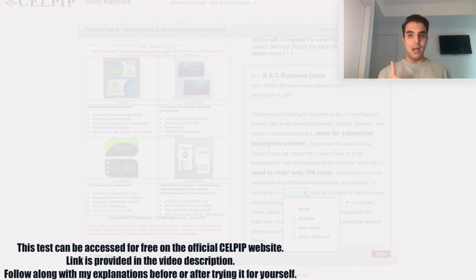One-sided. Now, that's interesting. Look at the options. See, basic, it's 2-sided. How do I know that? I literally have a picture of the back and the front, right? Same thing with dynamic. Picture of back, picture of front. Unique, picture of back, picture of front. Hybrid, same. So the 4 templates do not offer a one-sided card. And so if Natalie wants to go with a one-sided card, she's going to have to choose a custom designed card, right?